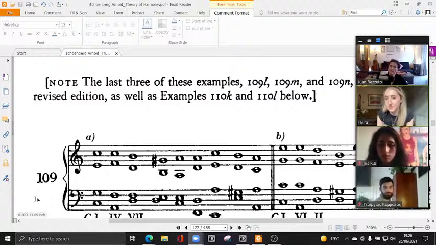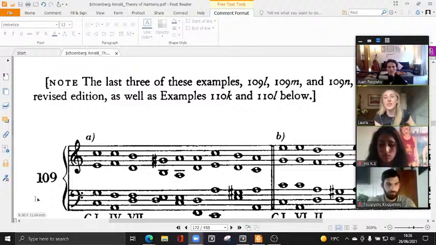Well, first question. Which type of modulation? C major to A minor. Exactly, very good. And let's analyze the process.